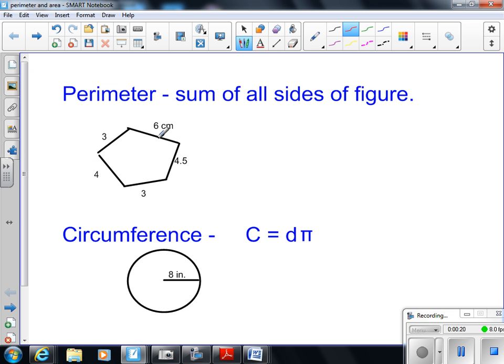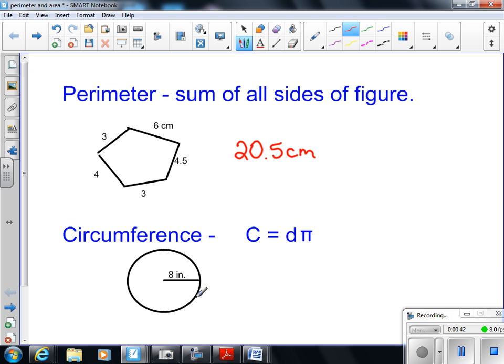In this case, I would take 6 plus 4.5 plus 3 plus 4 plus another 3 to get your total. Do you know what that would be? Okay, and you get 20.5, or 20.5 centimeters. Perimeter, your units are not squared. I like to think of perimeter as the path around.